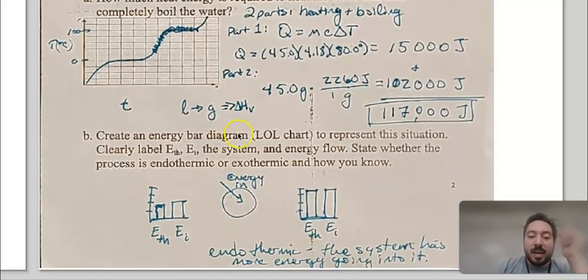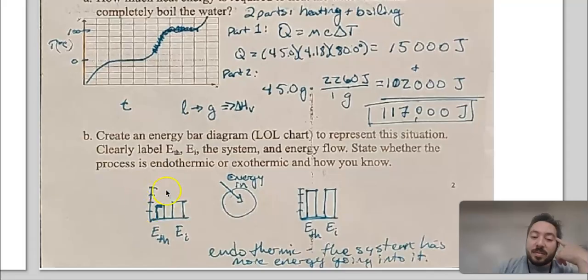And then we have our energy bar diagram, our LOL chart, to represent the situation. Clearly label ETH, EI, the system, and energy flow. State whether the process is endothermic or exothermic and how you know. So here we have ETH and EI, and this circle is our system.